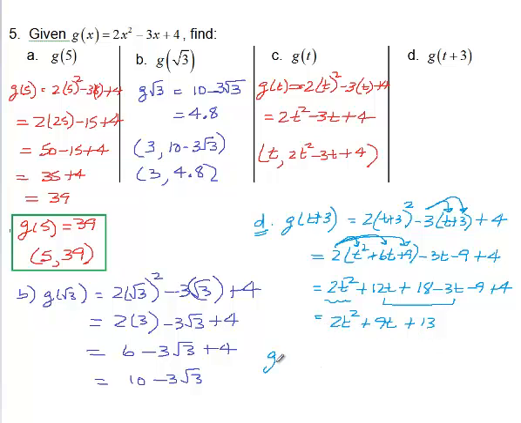So again, you could write it like this. Your final answer, g of t plus 3 is equal to 2t squared plus 9t plus 13. Or as an ordered pair, x first, which is t plus 3, comma, your y value, which is your g of x or f of x. And of course, that's that. So there's the complete solution to number 5 on page 66.